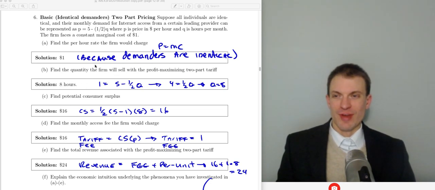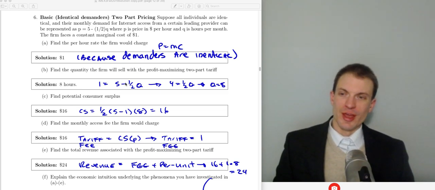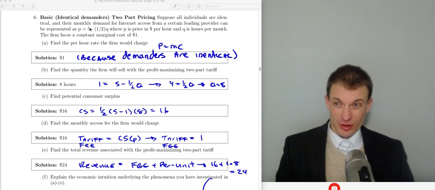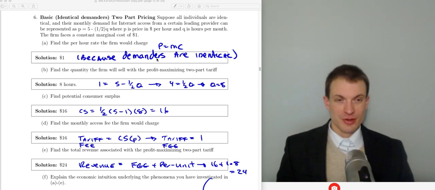Well, let's just evaluate and find the quantity. With a price of $1, solving this gives me a quantity of 8. Find potential consumer surplus. You could draw this graph. This is going to have a vertical intercept of 5, a horizontal intercept of 10, and then we'll have a horizontal marginal cost line.